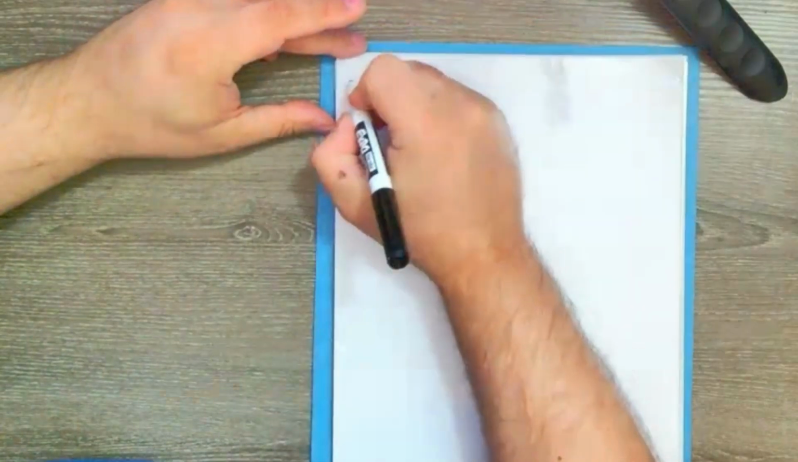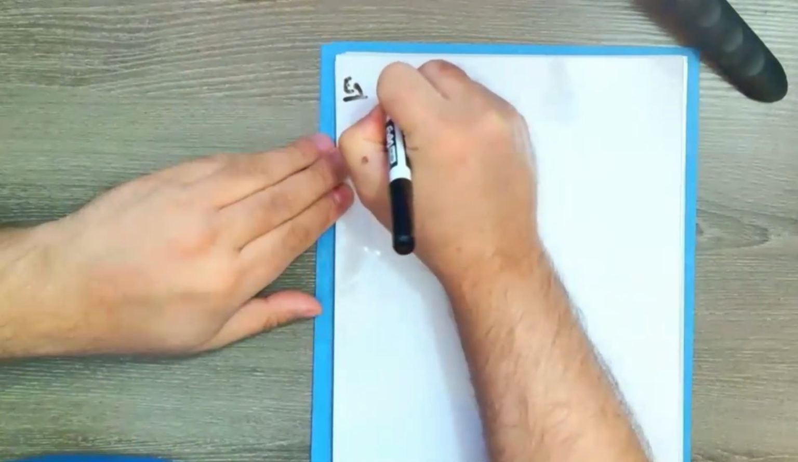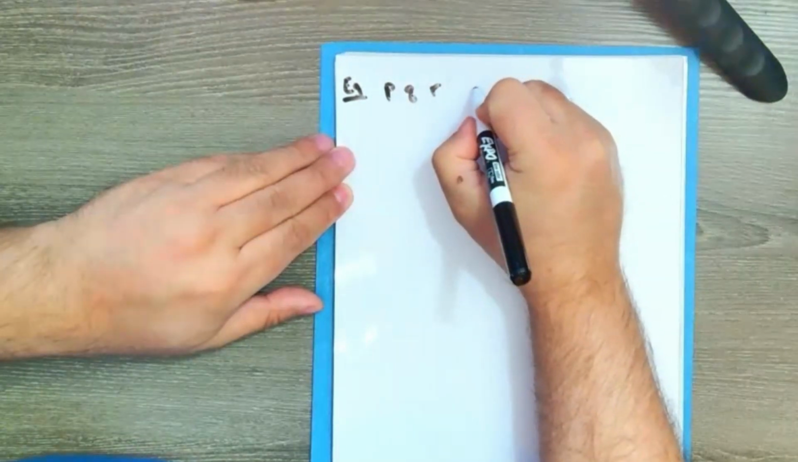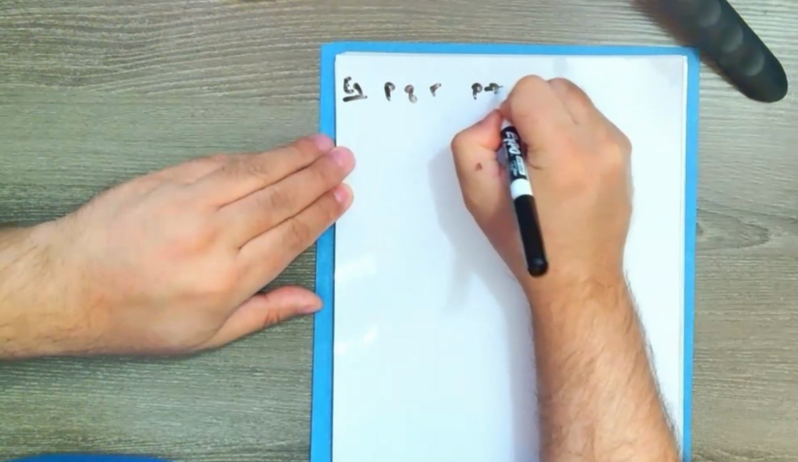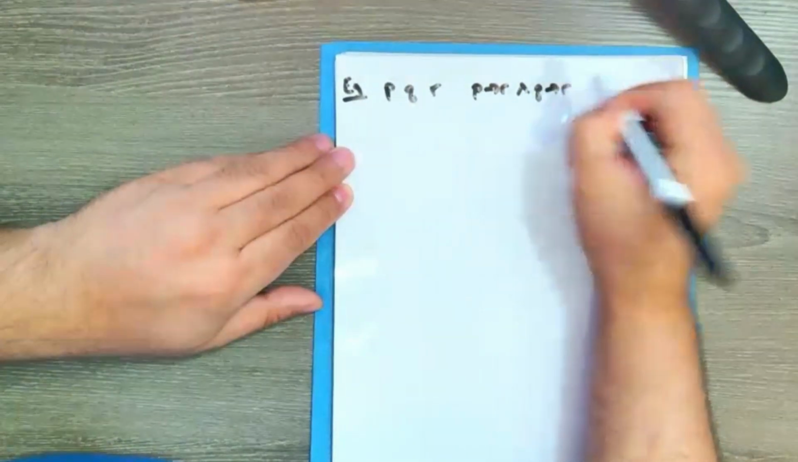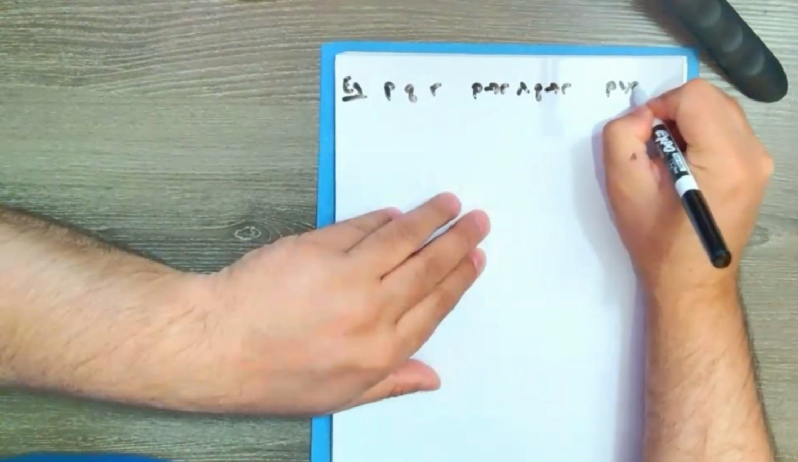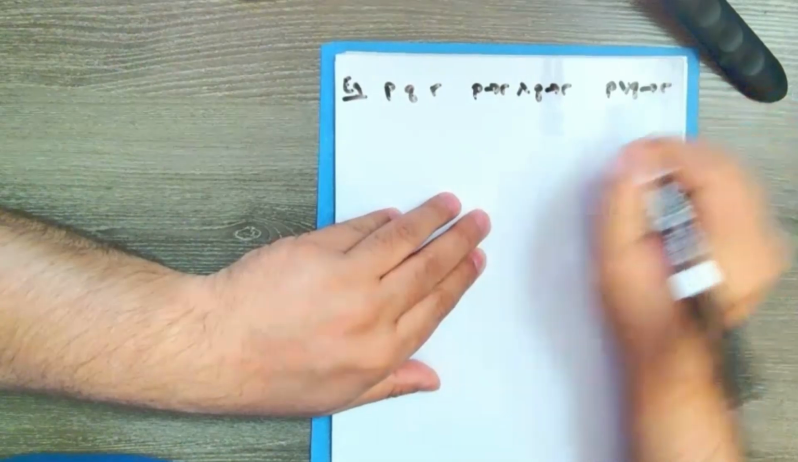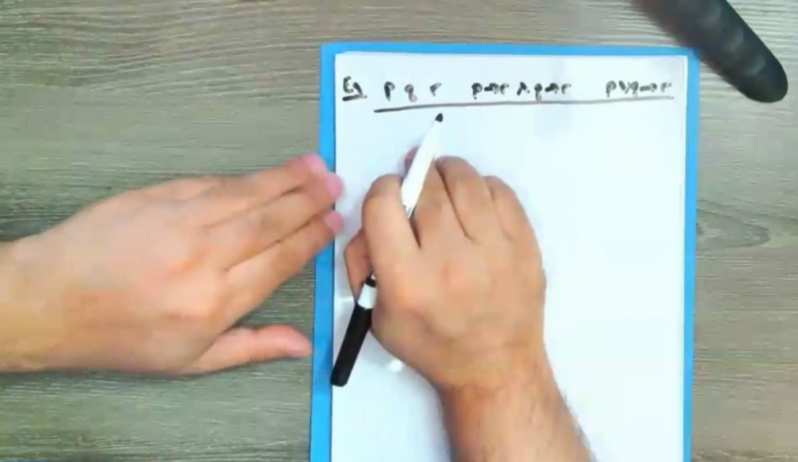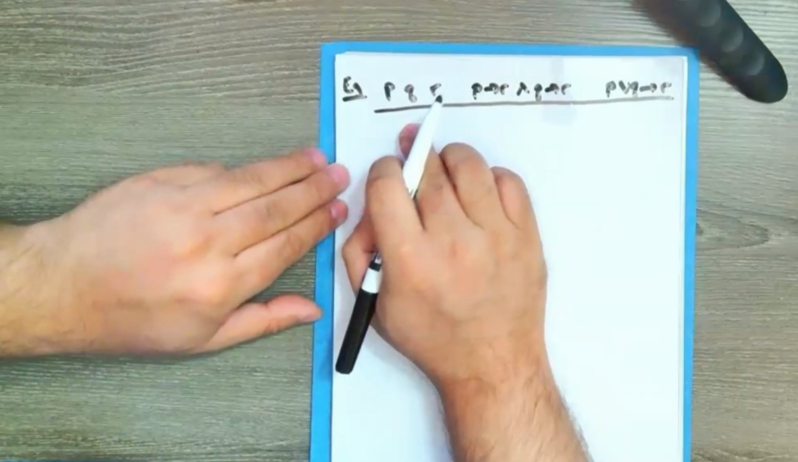So next, we'll look at a new truth table. We'll look at the statements P implies R and Q implies R, and compare this with P or Q implies R. Now with three statements, we have 2 to the third or 8 cases.